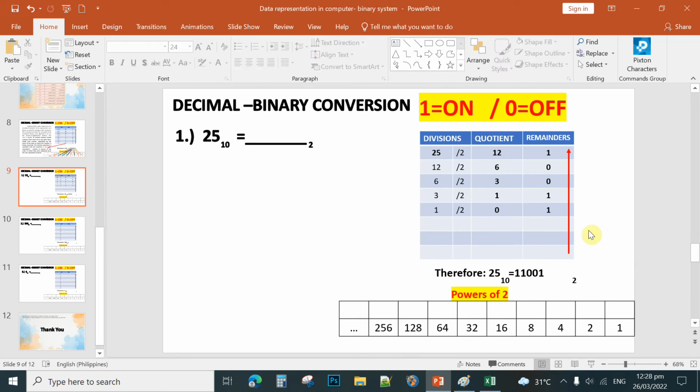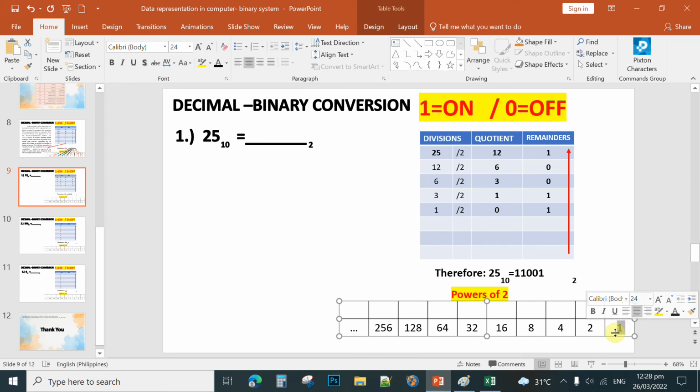Okay, so let us check if this is correct. 1 is on, so count this one. 1 plus 2 and 4 is off. This one, 2, 4 is off. Next, 8 and 16 is on. This one. So, the 4th digit is 8. The 5th digit is 16. 16 plus 8 is 24. Plus 1, this one. So, that's 25.